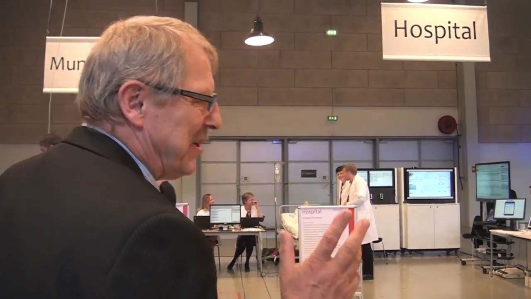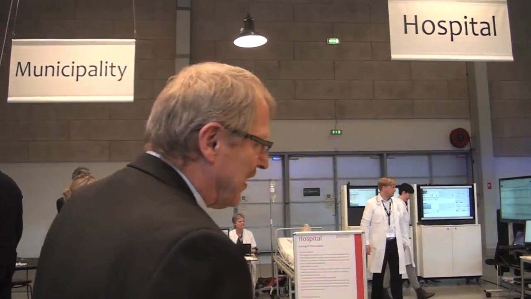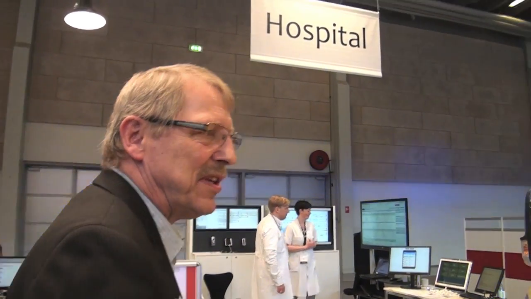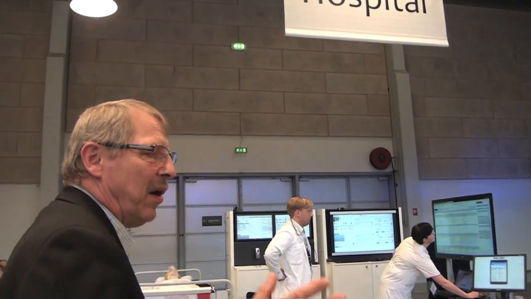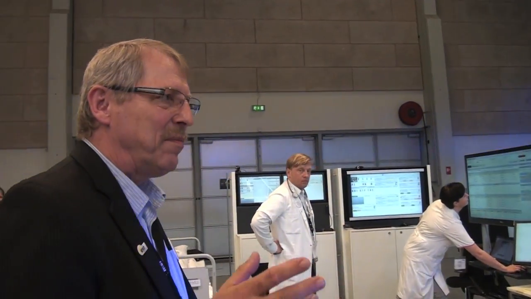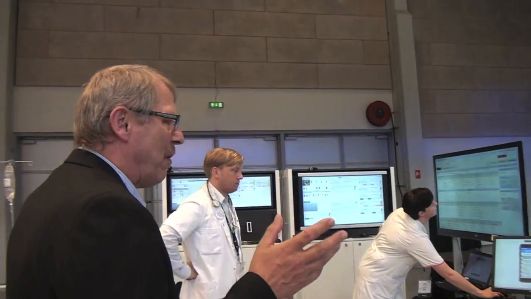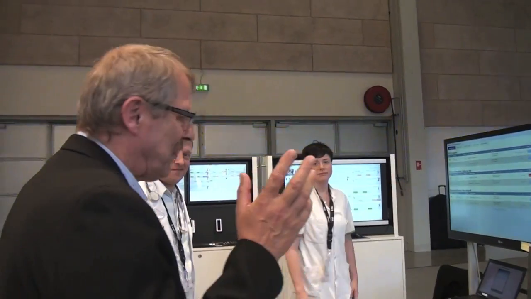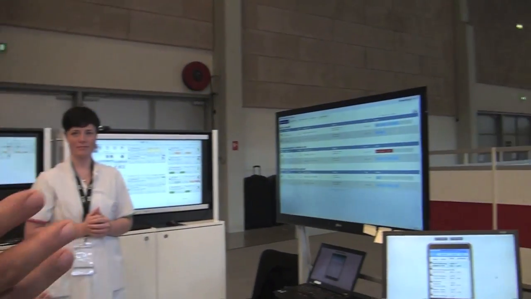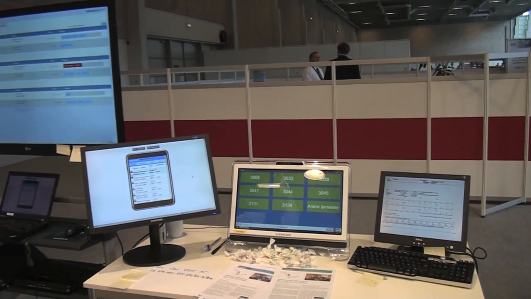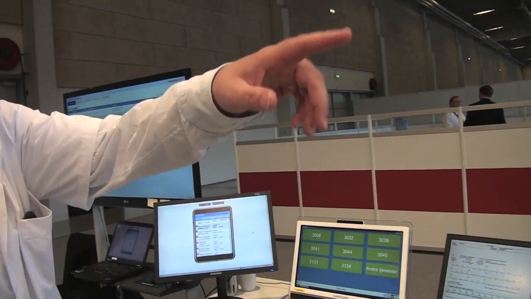So now we see the other end of the communication that is coming from the ambulance, that's being transmitted while the ambulance is driving, while the paramedics are working. They arrive at the hospital, and at the hospital they are able to communicate with the ambulance. Yes. Here we see the communication with the ambulance.